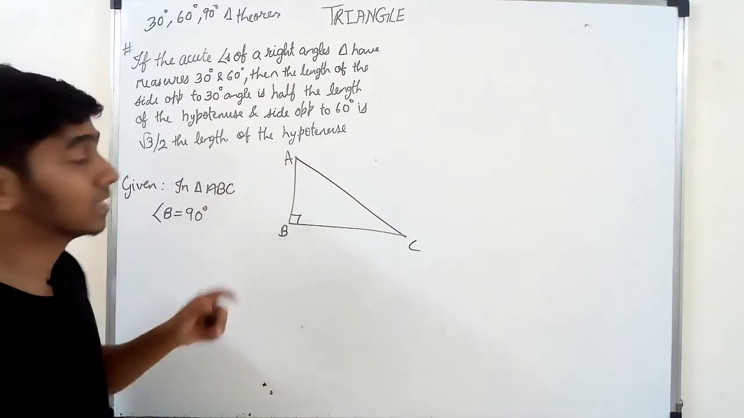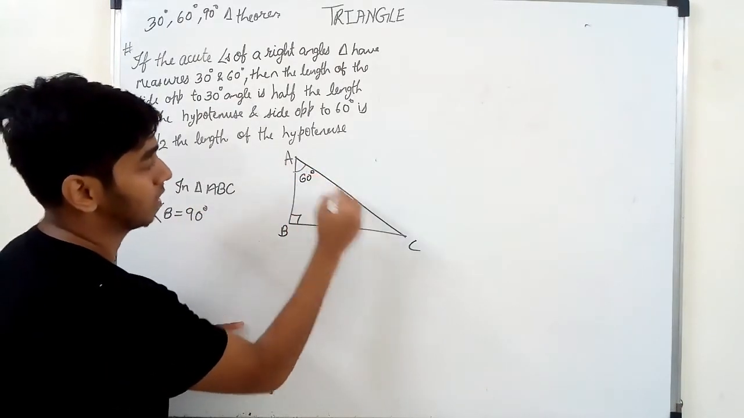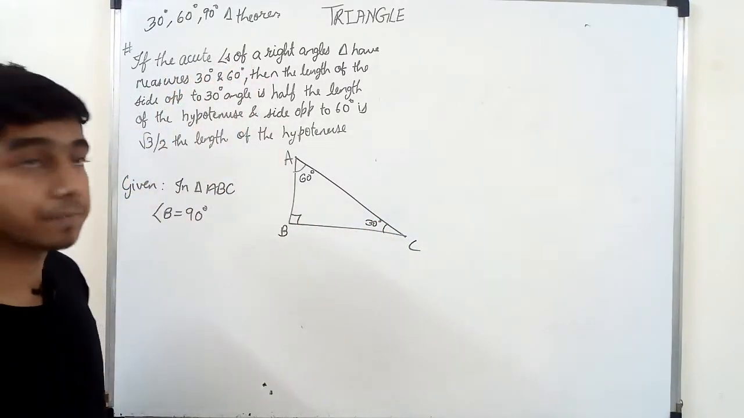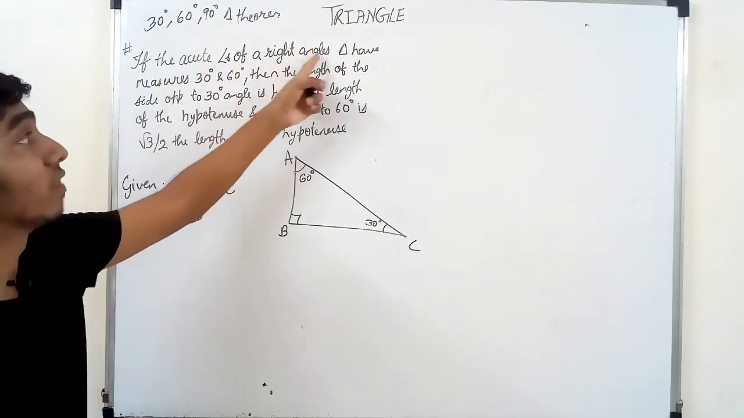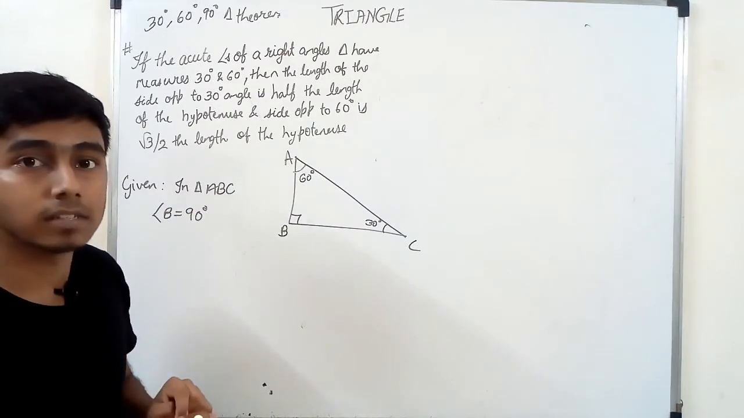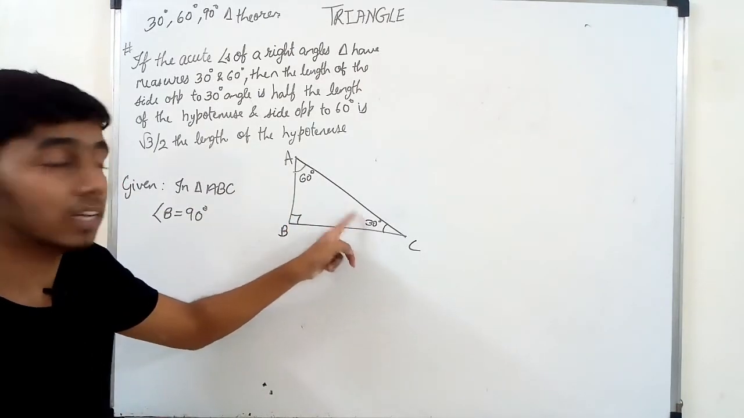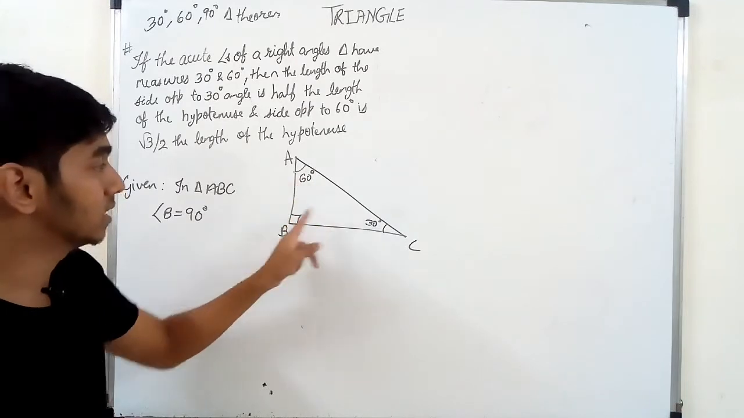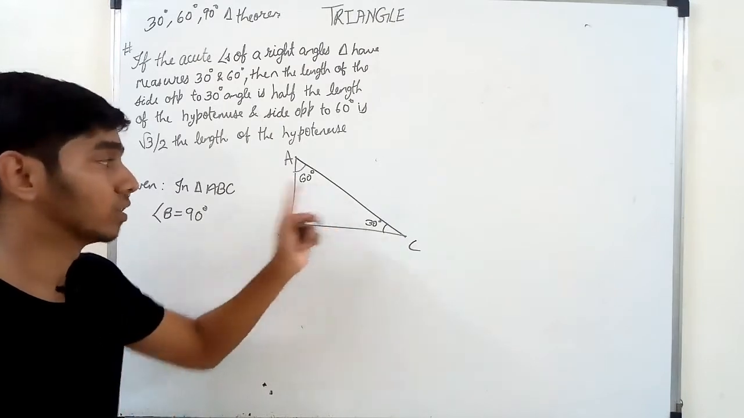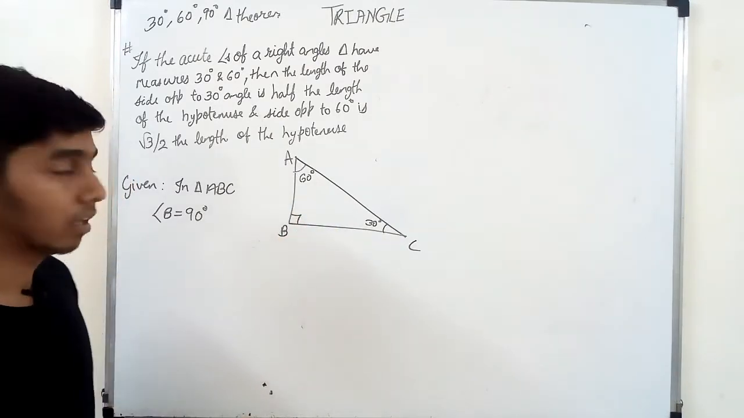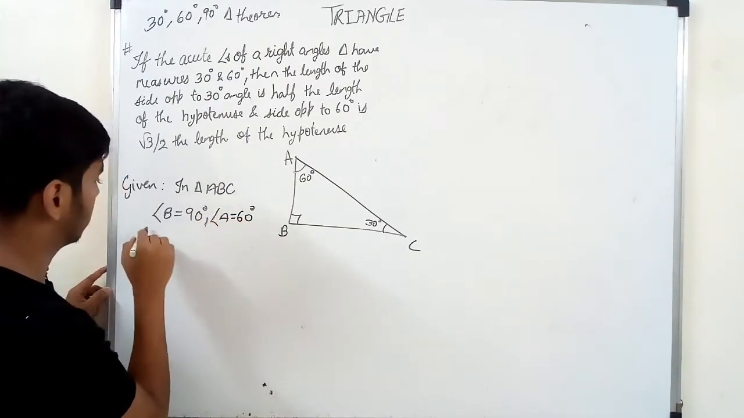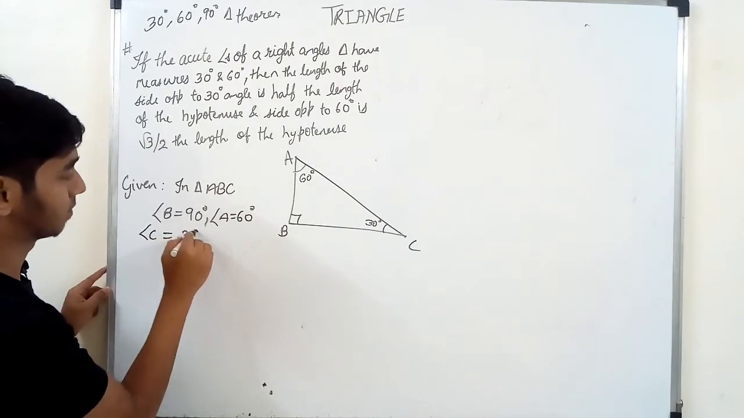So the other angles, let's keep them as 60 and 30, because that's what the statement says: if the acute angles of a right angled triangle have measures 30 degree and 60 degree. These two are the acute angles, yes or no? So let's keep one of them as 30 and the other one as 60. 30 plus 60 plus 90 gives you 180, and the sum of the angles of a triangle is 180. So this assumption we are making is correct. Here I'll write angle A is 60 and angle C is 30.